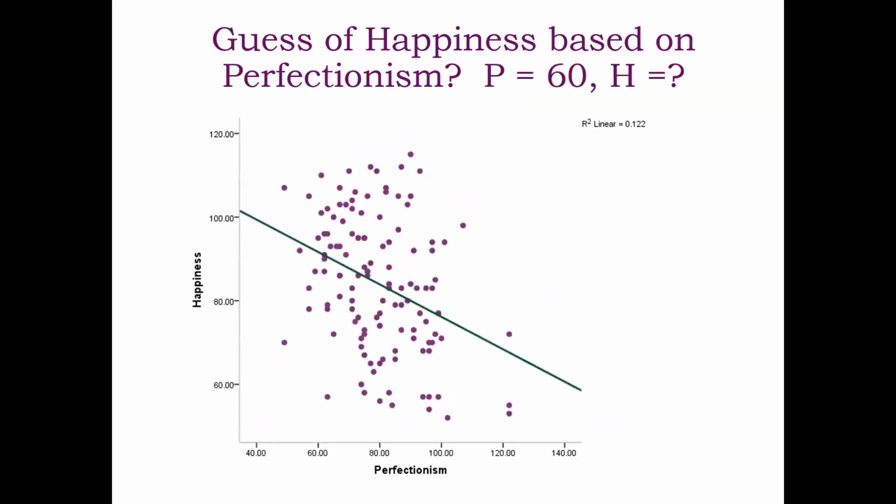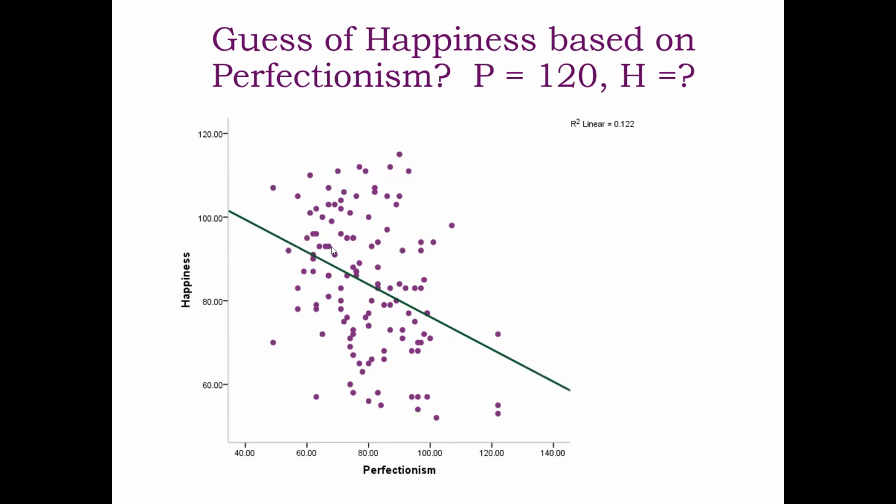So for a perfectionism score of 60, what will we expect for happiness? We can go straight up from that X value of 60, and it looks like it's about 92 or so. That would be the value of Y at X equals 60. What about the value of Y at perfectionism equal to 120? Our best guess here would be a little below 70, maybe 69 or 70.